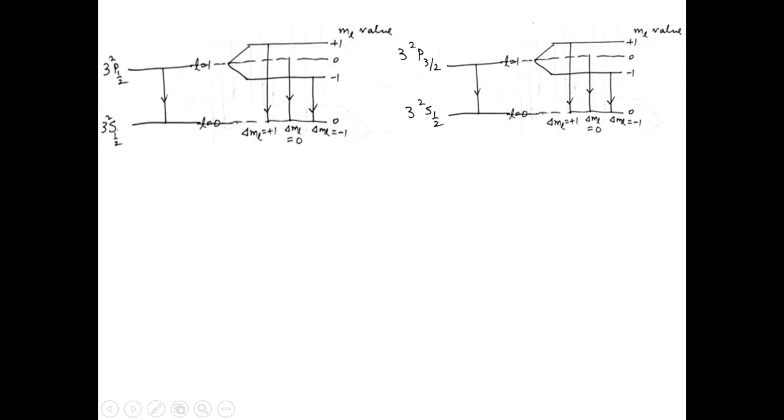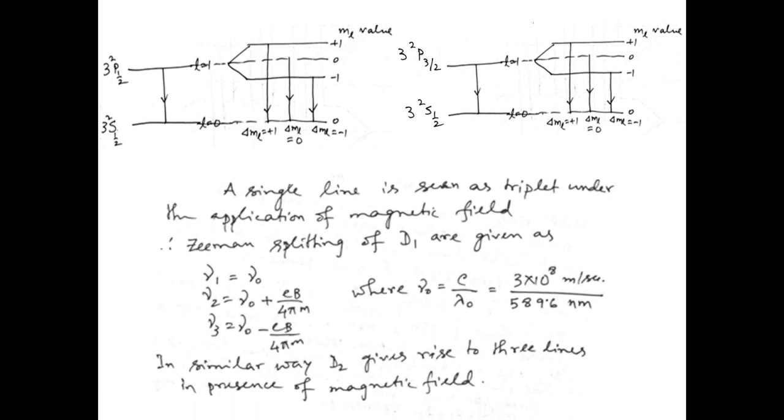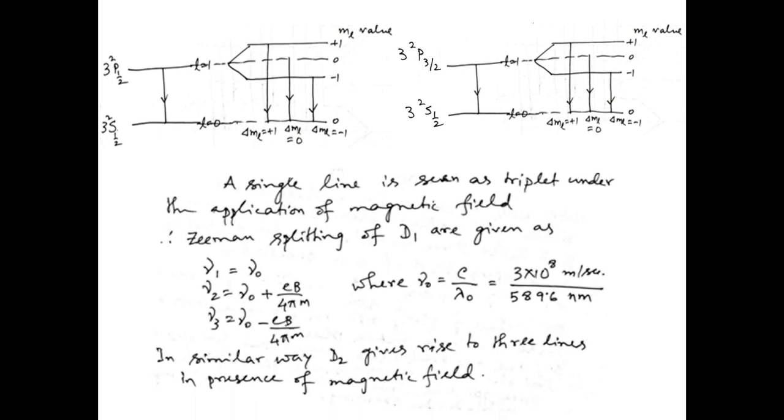So a single line is seen as a triplet under the application of the magnetic field, and we get the 3 lines with nu naught equal to c by lambda naught for D1. D1 value is 5896 angstrom or 589.6 nanometer. In the similar way, we get the D2 lines having the 3 lines in presence of the magnetic field.